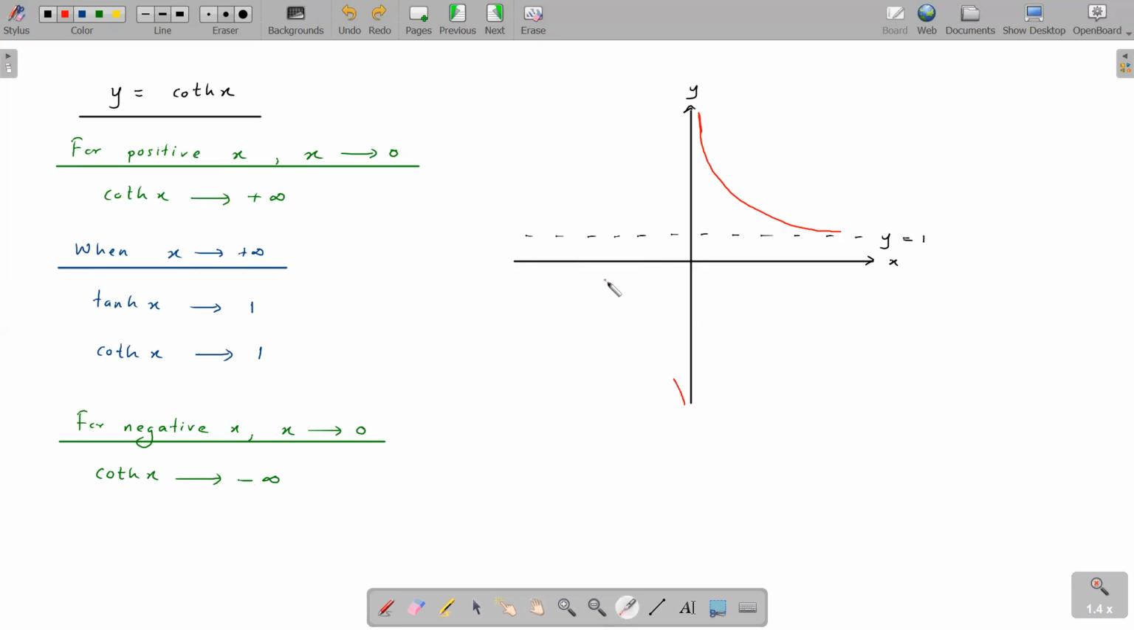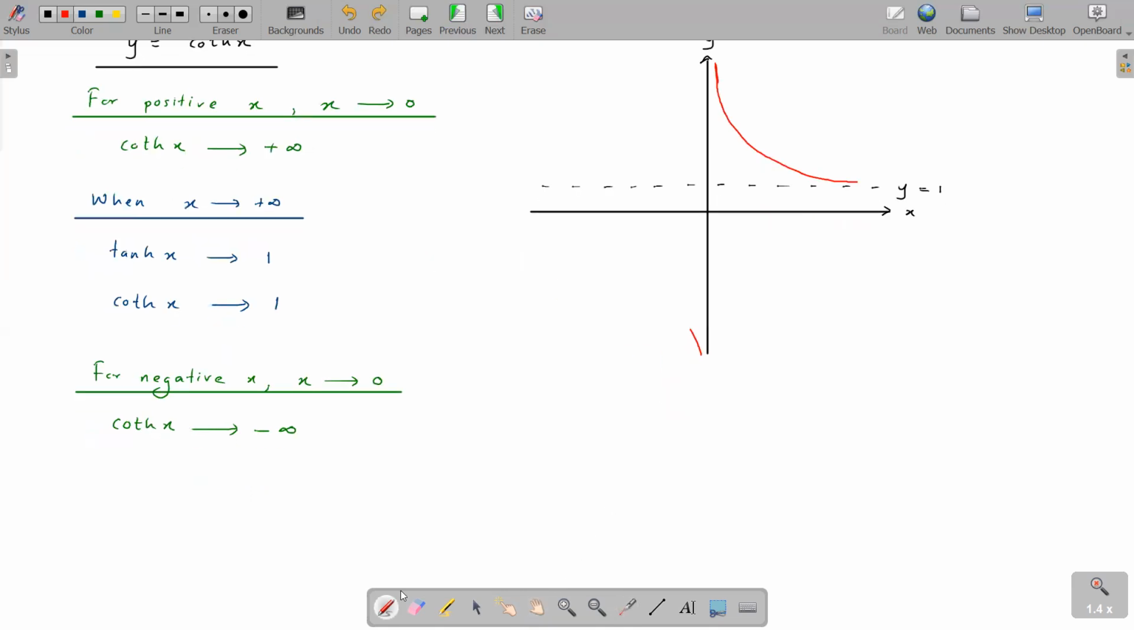What's the other thing we'll check now? You check what happens to the graph when x is going to negative infinity. So how will this happen? We know it starts from down here. So is it going to come up, or how is it going to move? So when x goes to negative infinity.